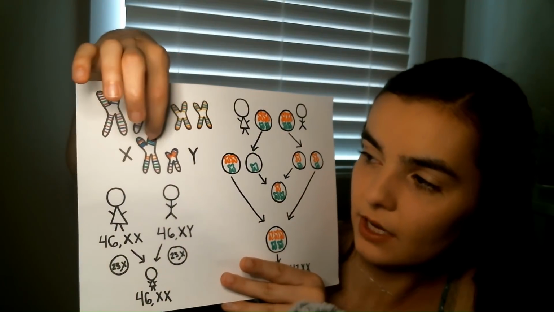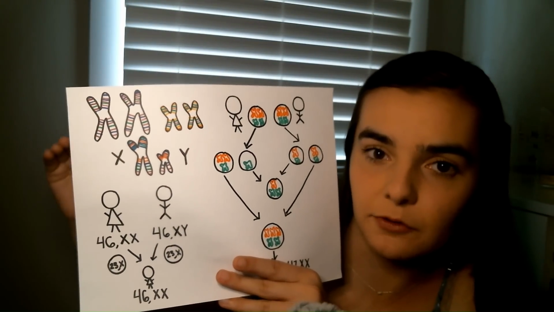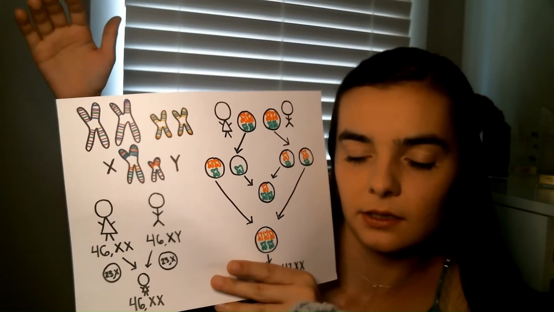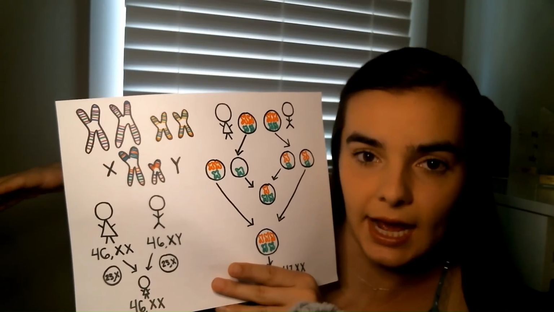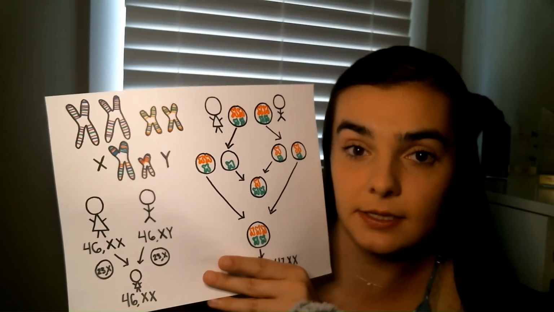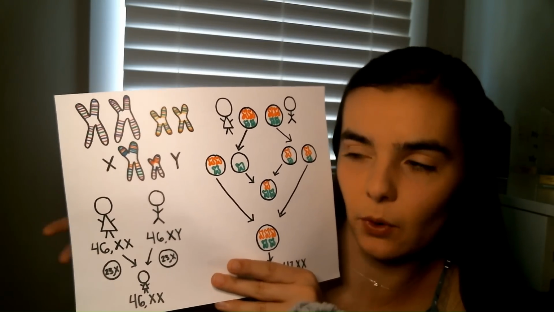But males have an X and a Y, and so they are getting their Y from the father. So a female always passes down an X, and then the dad has a 50% chance of passing down his X, which would make a girl, or his Y, which would make a boy.